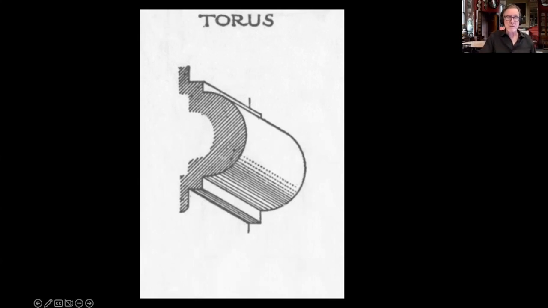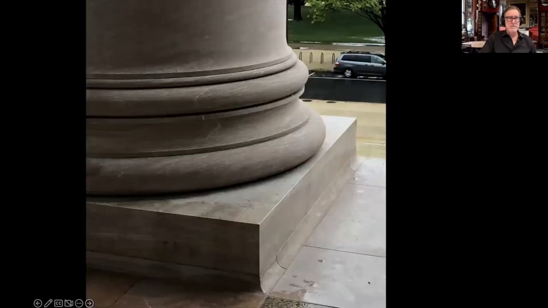It almost always appears immediately above the plinth at the base of a column. And you'll see it in various forms at the base of columns in all of the classical orders. So here's a good example. This is the base molding from the giant Ionic order at the National Gallery in Washington, D.C. By John Russell Pope. And here you can see those beautiful, big expressive tori. There's a major torus at the bottom, and then a minor torus at the top.